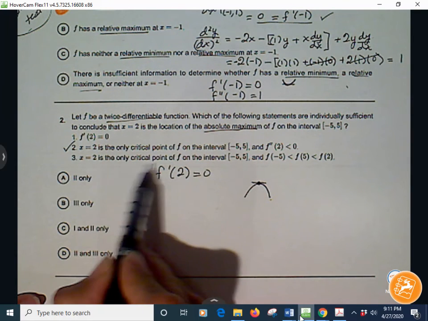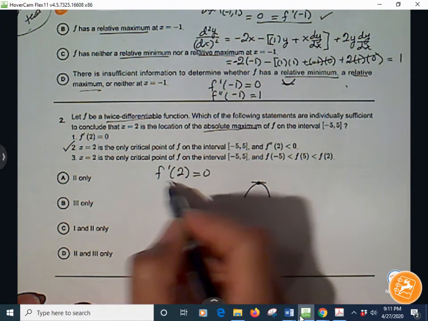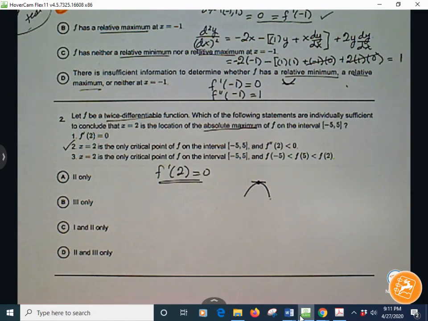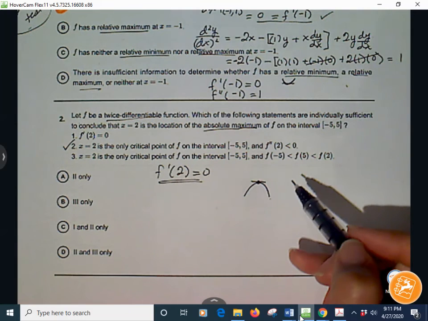Let's see 3. Again, x equal to 2 is the only critical point, so that means that f prime of 2 is equal to 0.